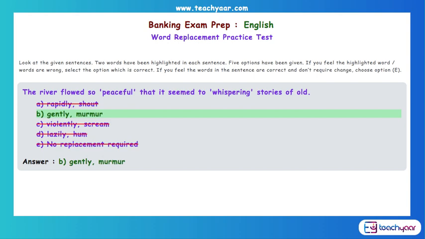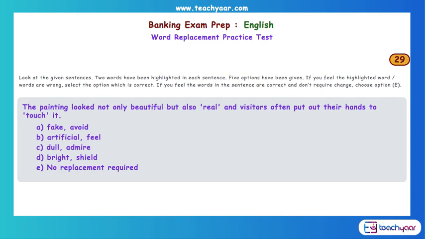Murmur is whisper, but it should not have been whispering. Whisper. That means very softly as if it's talking. What is it talking about? Stories of old. Next question.